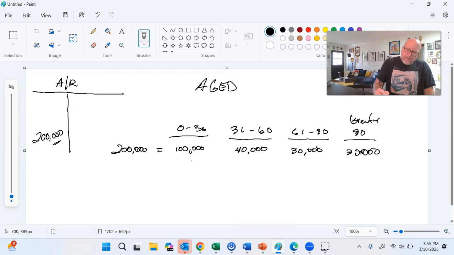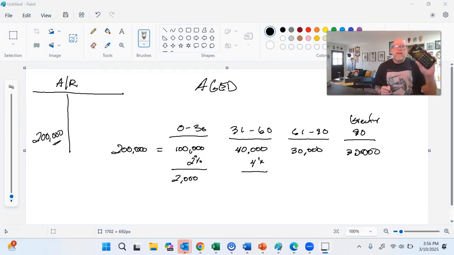I think 2% of these won't be collected. So 2% of 100,000 is 2,000. I think the probability now goes up slightly, but I'm thinking 4% of these aren't going to get collected. 4% of 40,000, you guessed it, I can't do this in my head. Based on my calculator, I'm getting 1,600.